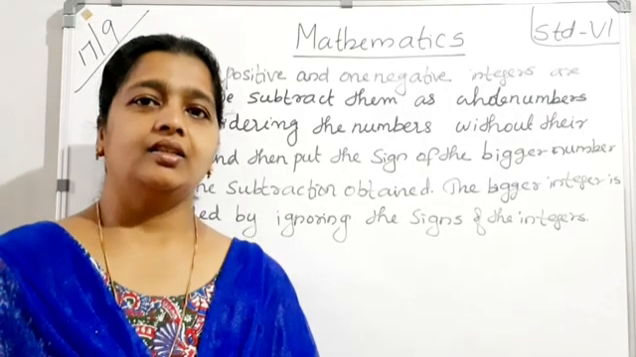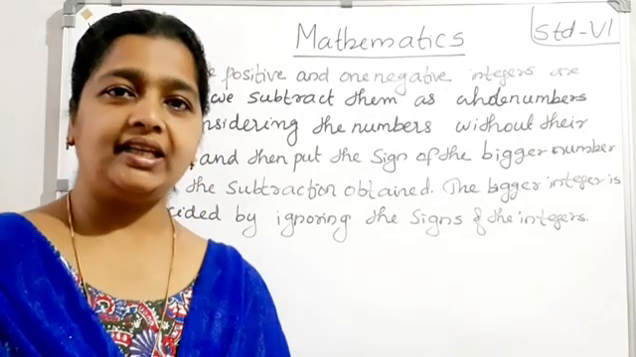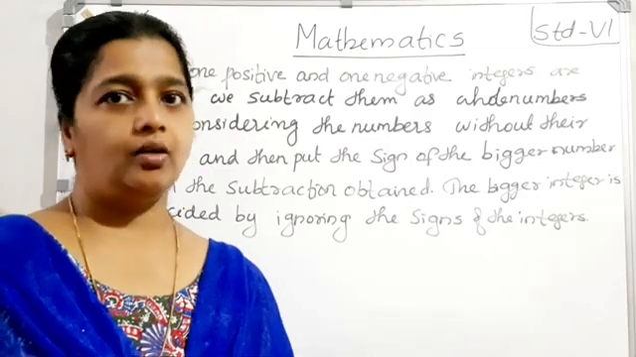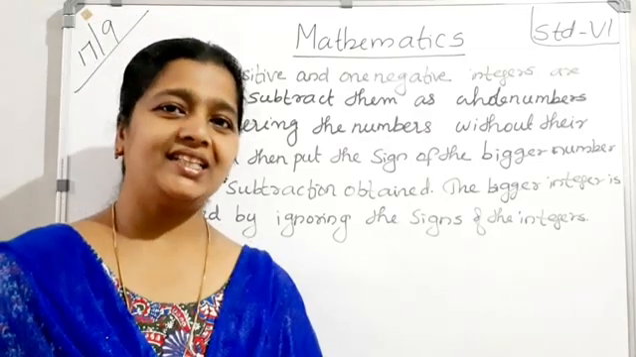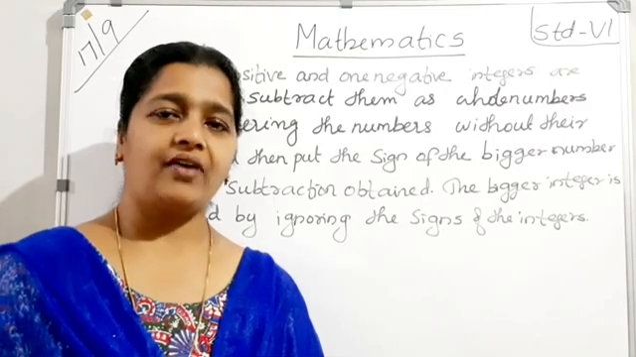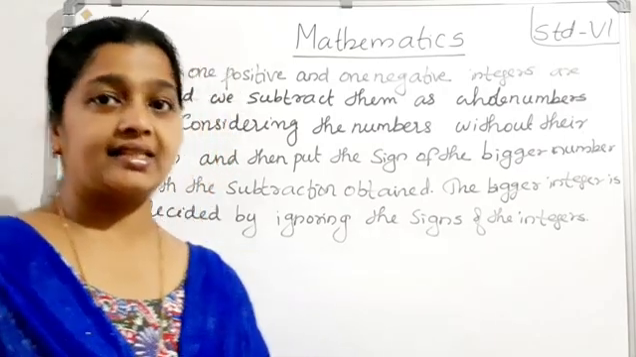Topic. Given one positive integer and one negative integer, then their addition. Once more, one positive number and one negative. Then we want to find the sum of those numbers. Example, listen.